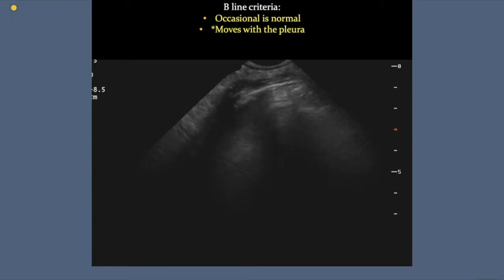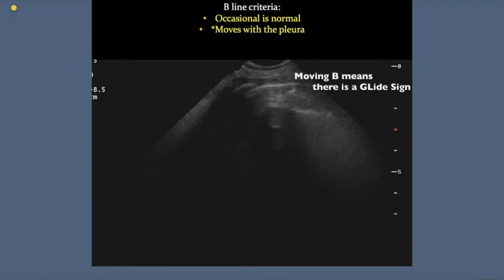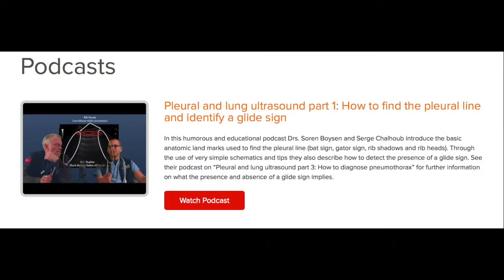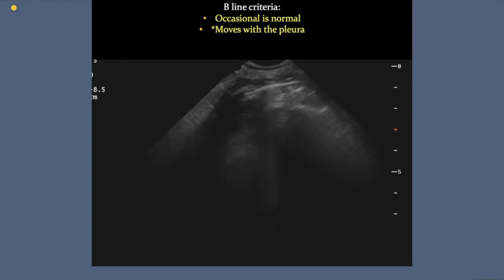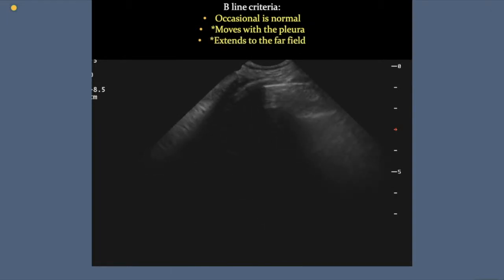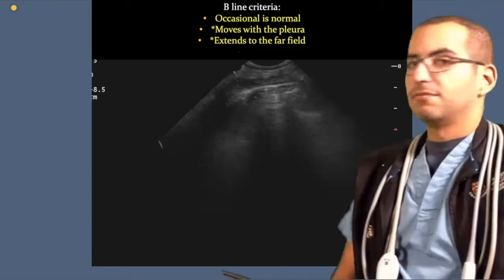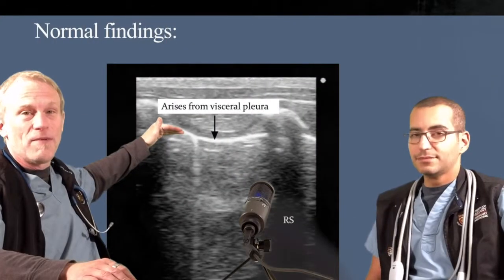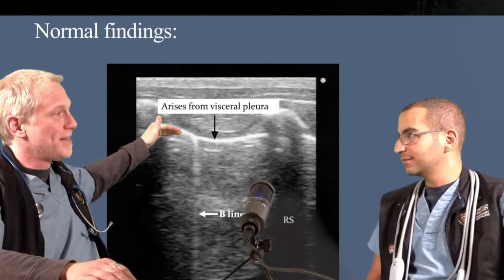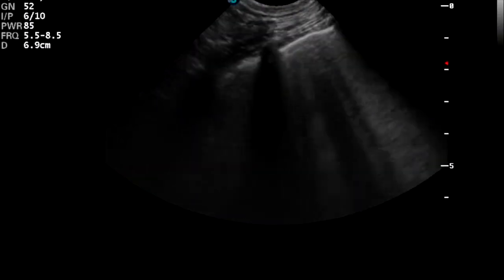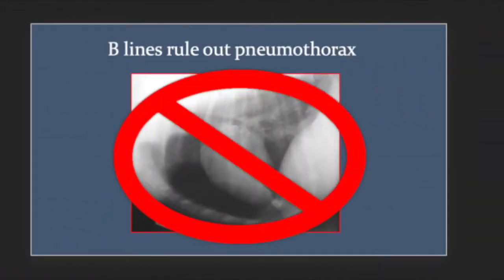It moves back and forth. So we have a glide, and this is key. You'll actually see it going to and fro with the glide sign. Again, review our glide sign if you want to be more familiar with that. And how far through the image does it go? All the way through the far field of the image on your ultrasound scan. What does it do to A lines? Destroys them. We know when we have a B line, if it meets those criteria, it's at the lung surface. Gotcha. So if you have B lines, you don't have a pneumothorax? Correct.